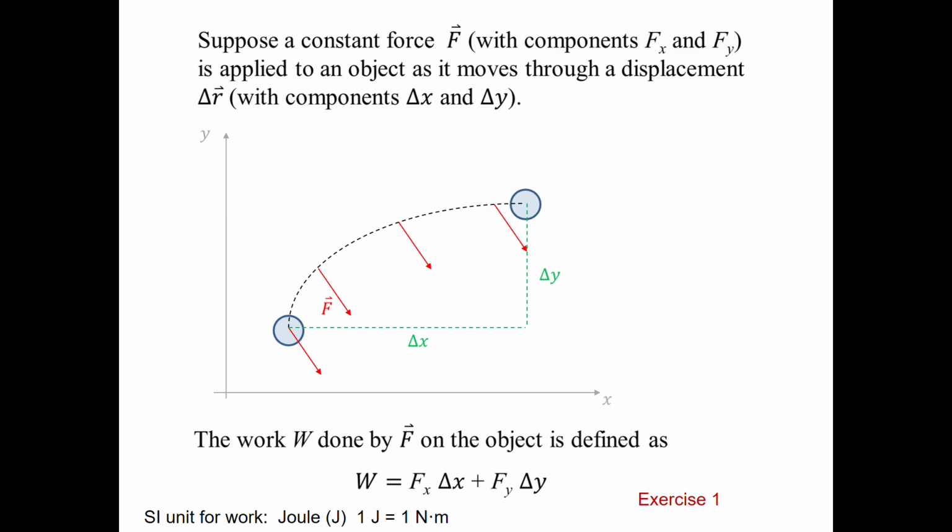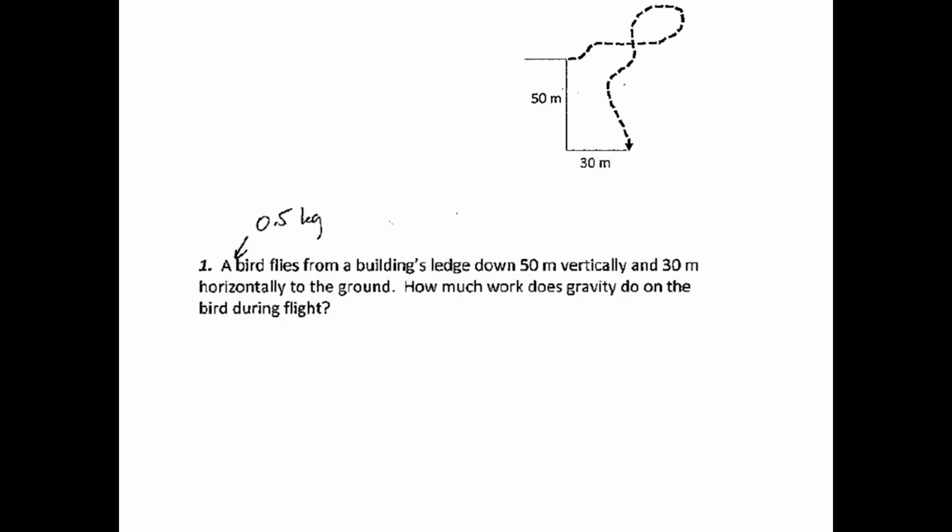And now I want you to take a moment and consider exercise 1. So I'll pause the video, but here is the exercise. This is on the worksheet involving work, and it involves a half kilogram bird which flies from a ledge on a building on some crazy tortured path and lands on the ground. And meanwhile, it's moved down 50 meters and over horizontally 30 meters. And the question is, how much work does gravity do on the bird during the flight? So try that yourself, and we'll come back and do an explanation together in a minute.